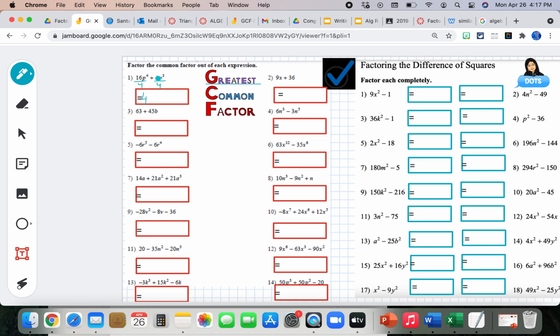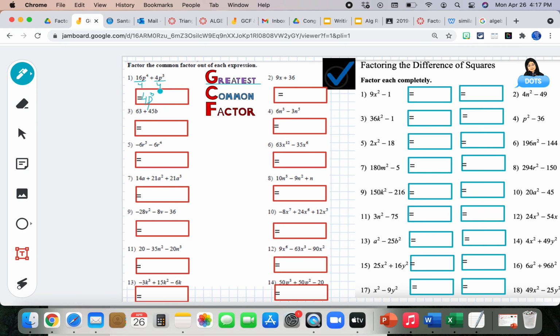Now, how about the letter P? We have P in both of these terms, and I have 4P on the first term, and I only have 3P in the second term. So the highest number of P I can take out from both terms is 3. And that's why I wrote 4P cubed, or 4P to the third power. That's how you read it. And that is our greatest common factor.